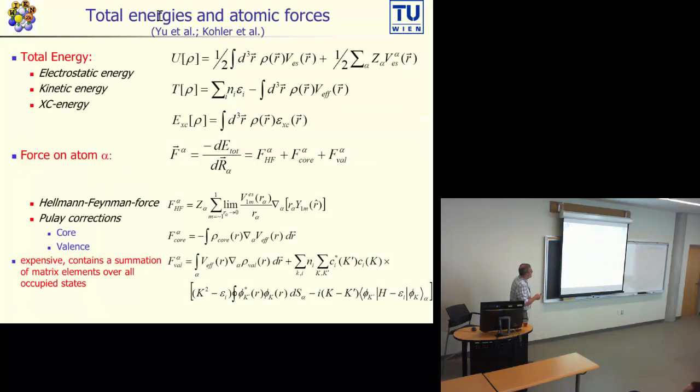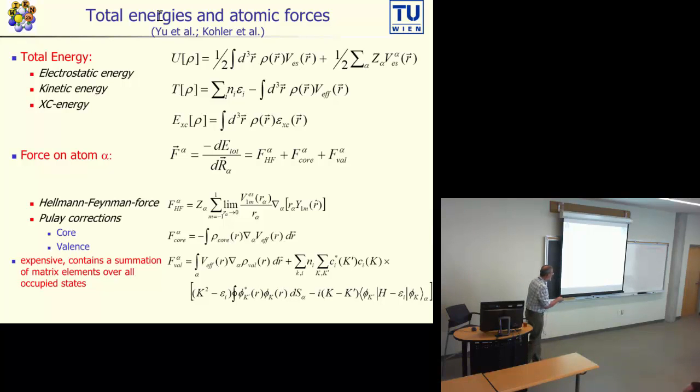Okay, so total energies are, of course, three contributions: an electrostatic energy, a kinetic energy contribution, and exchange correlation energy. And for our purpose, very important are now forces. Forces on an atom are defined as the negative derivative of this total energy with respect to the coordinates of these atoms. These forces are therefore a vector, three-dimensional vector, and there are three components in these forces.